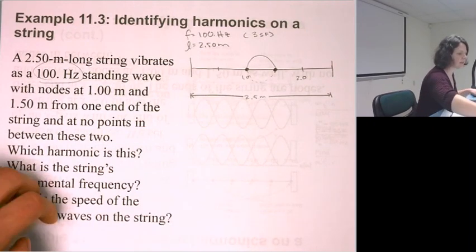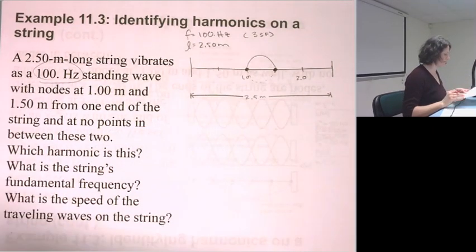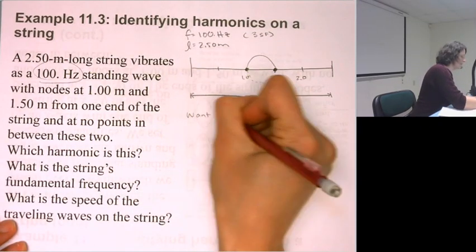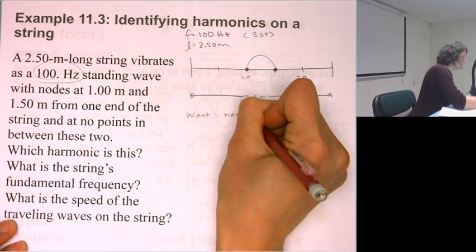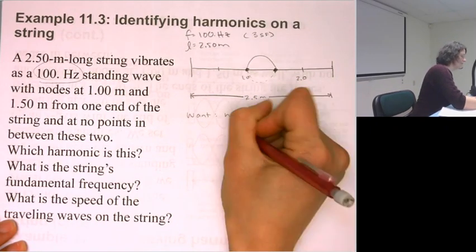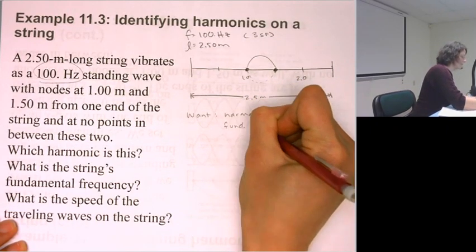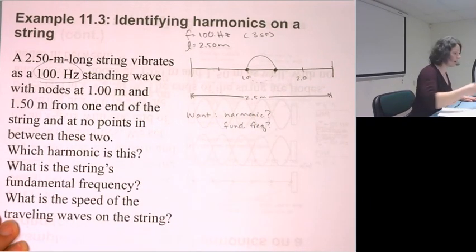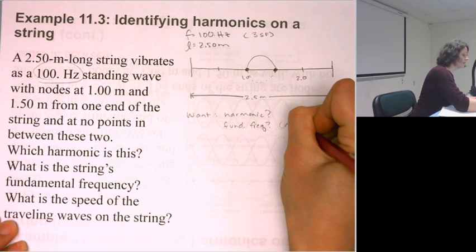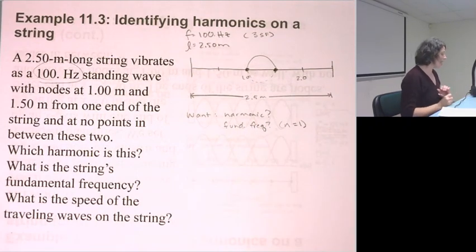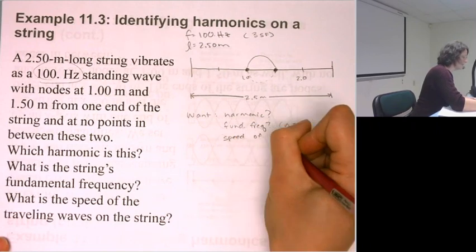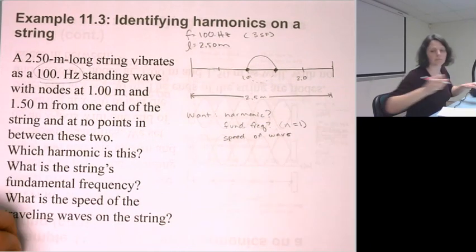Okay, so let's pull out the equation sheet and see if we can figure any of this out. So we are looking for the harmonic, the fundamental frequency. The fundamental frequency is the n equals 1. So that's the lowest harmonic. And the speed of the waves.